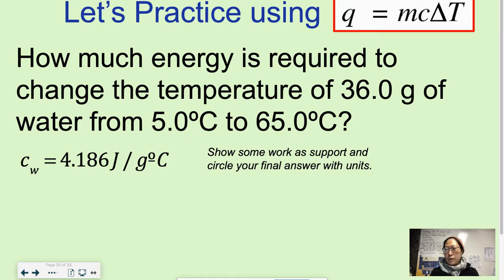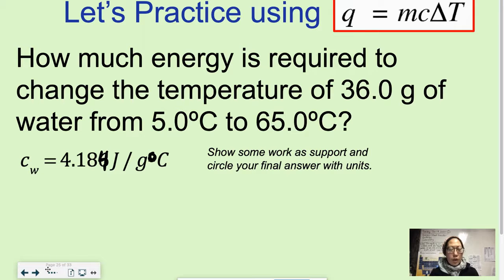All right, so let's do another practice with Q equals MCΔT. Here we've got the amount of energy required to change the temperature of 36 grams of water from 5 degrees C to 65 degrees C. And I don't know why there's a line under that degree sign. Also, this should be 4, not 6.